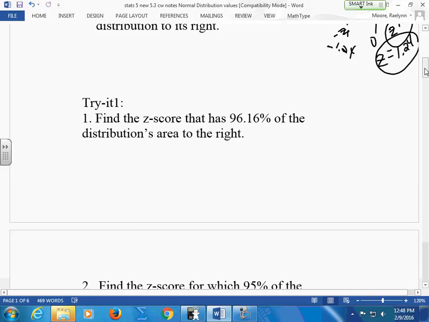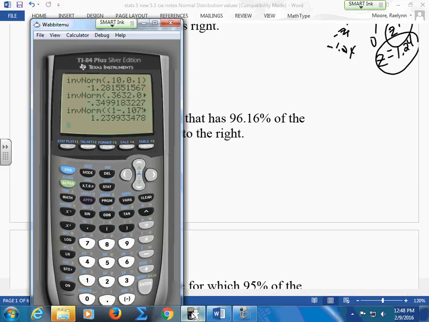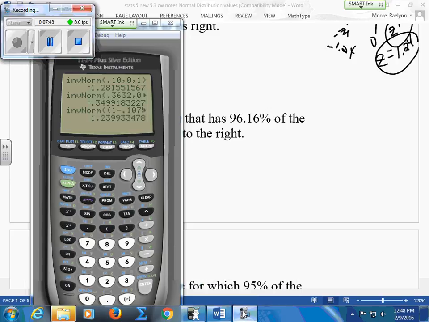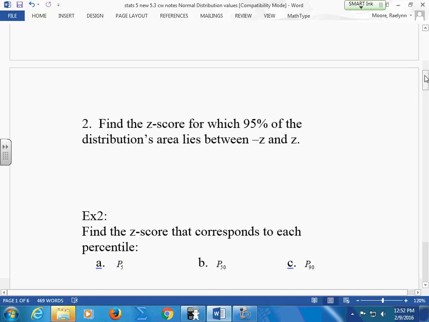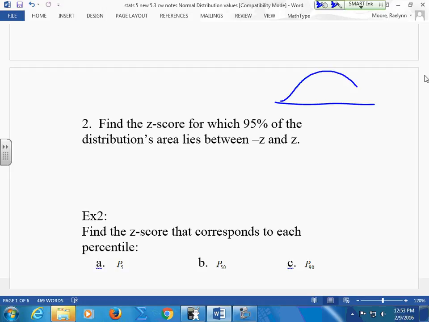You guys do this one. This one's slightly different. This one says, find me the z-score so that 95% of my curve sits between these two. So I don't know where they are, but it's a big chunk, isn't it? And wouldn't z have to be the same thing? So wouldn't this piece and this piece have to be the exact same? And wouldn't this piece and this piece have to be the exact same?